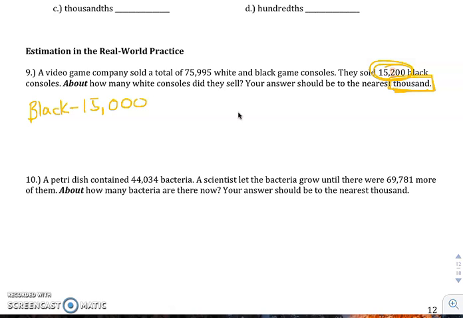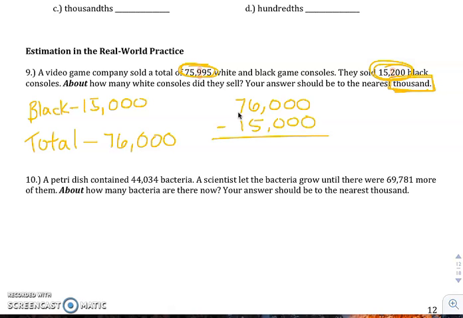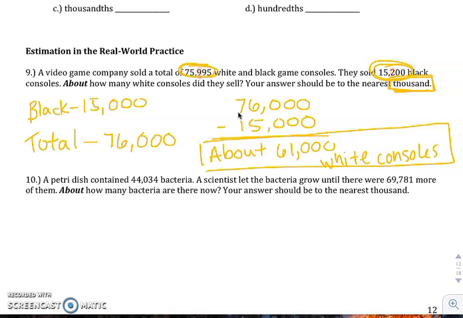So about how many white consoles did they sell? Well, let's take this guy. So that's the total. And if we round that, the 75,000 is actually going to get rounded up because of that 9 to about 76,000. So to get the number of white consoles sold, all you guys have to do is find the difference. So we're going to take the total number of consoles they sold and subtract that 15,000 from it. So if we're estimating or rounding, 76,000 minus 15,000 is about 61,000 white consoles. So that's it. Usually it will tell you what to round to, and then you just estimate from there.